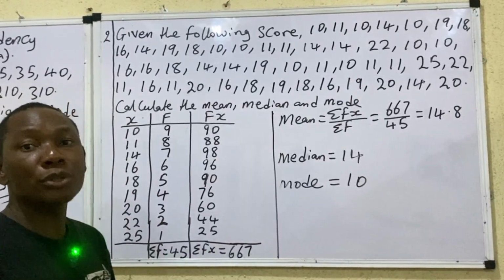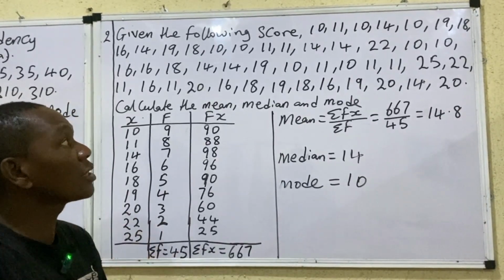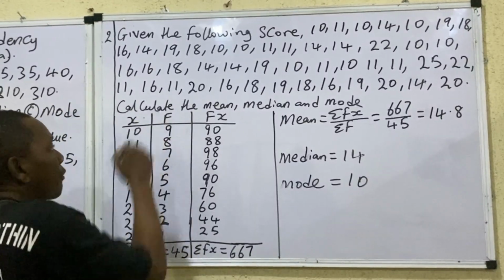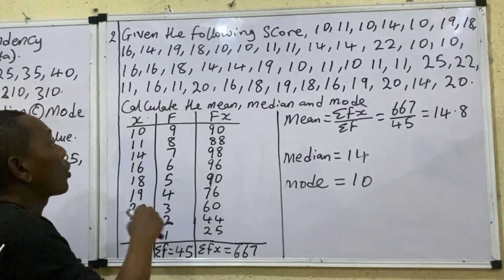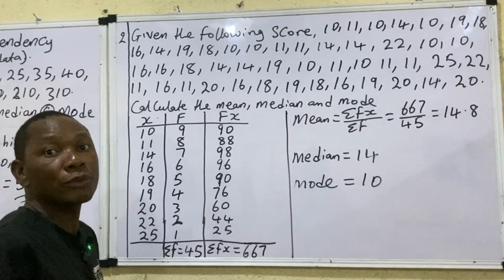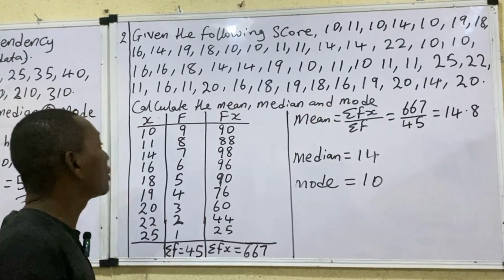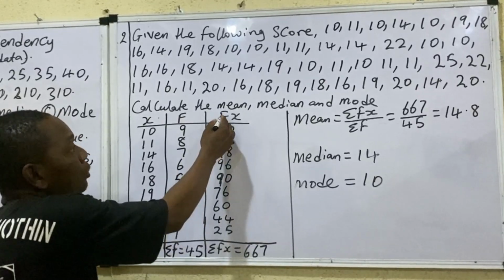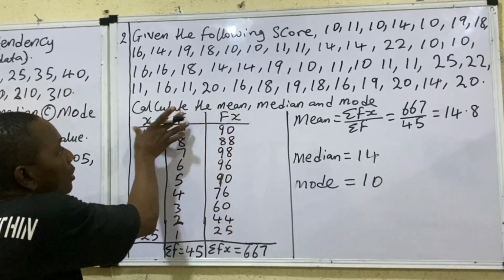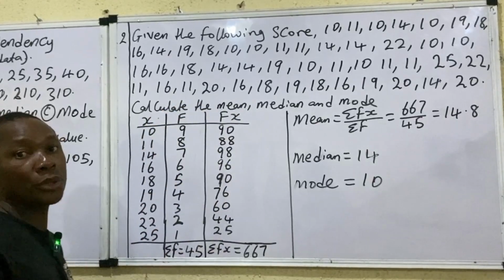If you're going to involve a frequency table, the first thing you do is put your X, put your F. This X means the numbers that are occurring. F means how many times the number is occurring, the frequency of the number. Then we put our F of X. Once you draw these three columns, you are good to go.